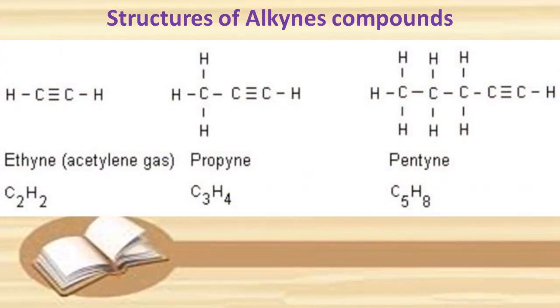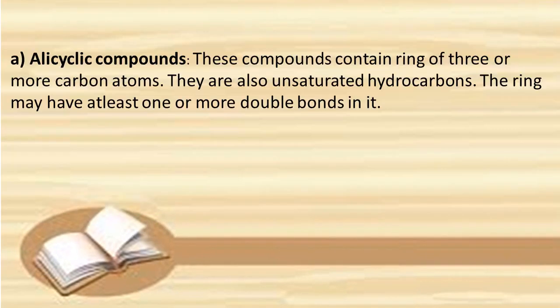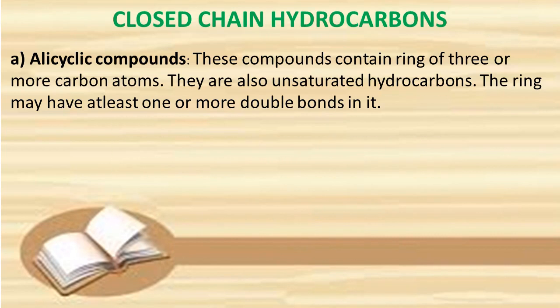So this is about the structures of alkyne compounds once again: ethyne, propyne and pentane. Now the next category of hydrocarbons is closed chain hydrocarbons. So far we have discussed aliphatic hydrocarbons, which are also referred to as open chain hydrocarbons. Now we shall move on to closed chain hydrocarbons.